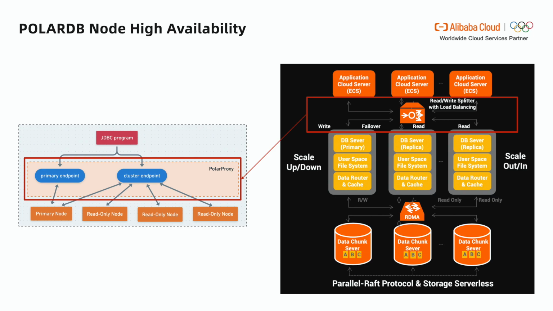Basically, you can publish the primary endpoint and the cluster endpoint with the help of a load balancer. The primary node is attached to the primary endpoint, while all nodes, including the primary node and read-only nodes, are attached to the cluster endpoint. A JDBC program can connect to either the primary endpoint or the cluster endpoint, depending on different business requirements.